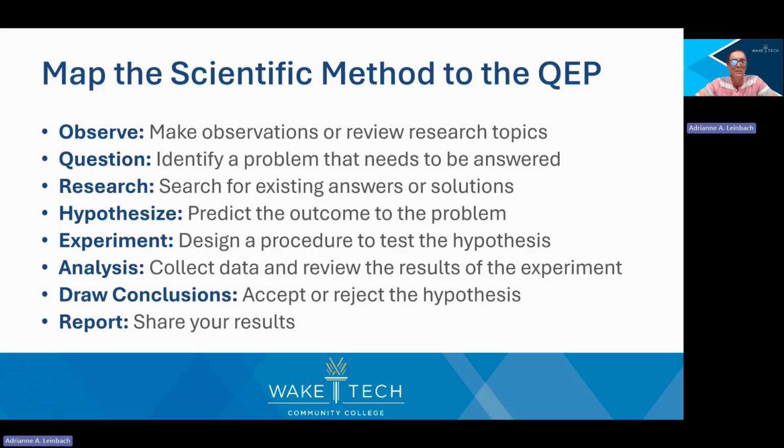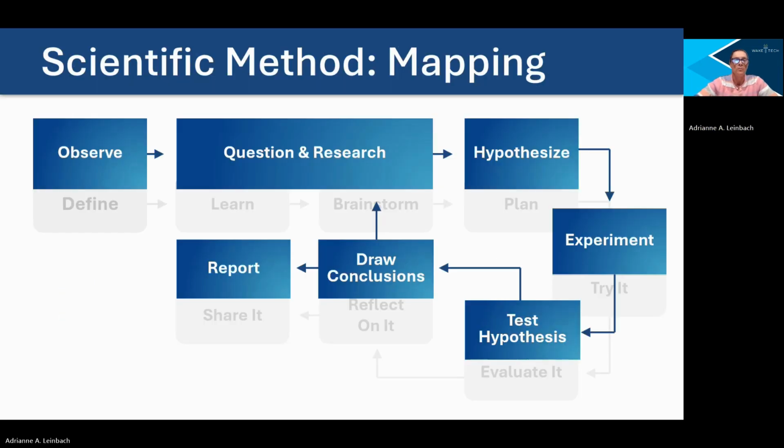Here in this last mapping example, we are going to map the scientific method as it applies to our problem-solving process. As we can see as we move through in mapping, observe and define, we question and research goes along with learn and brainstorm, hypothesize, plan, experiment and try it, test hypothesis, evaluate it, draw conclusions or reflect on it, and finally report it.